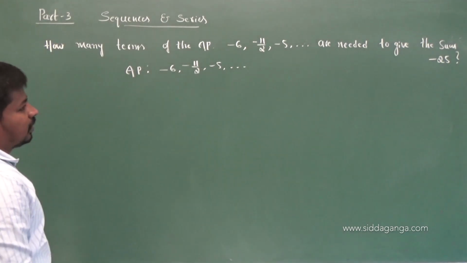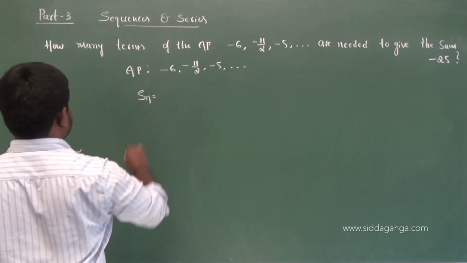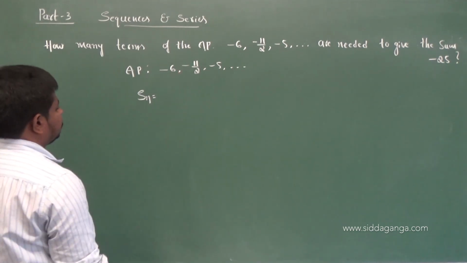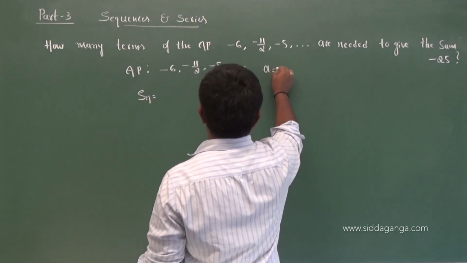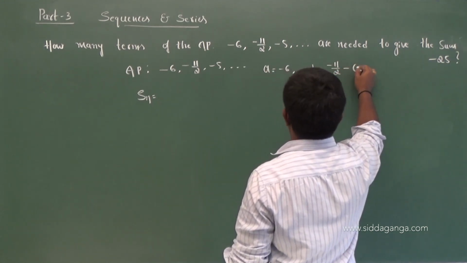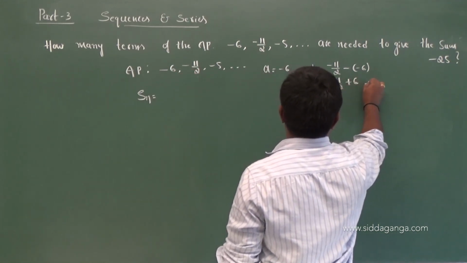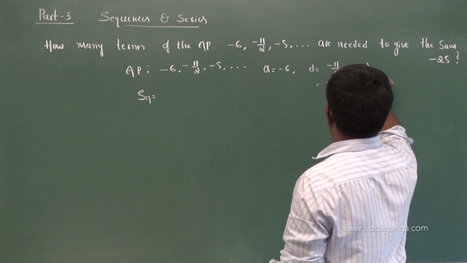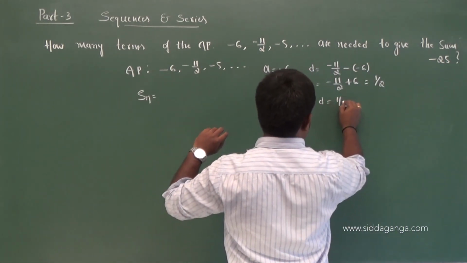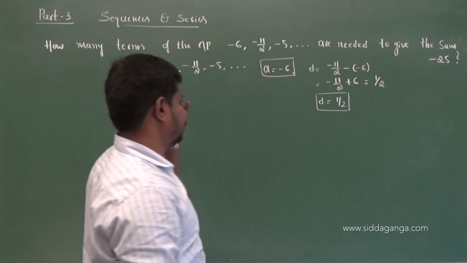So here the sum is given, right? We are finding what n value gives the sum minus 25. So A is given, that is minus 6. The common difference D is A2 minus A1, that is minus 11 by 2 plus 6, so 12 minus 11, that is 1 by 2. Okay. So D is 1 by 2. So A we have, D we have. So you have to find n.